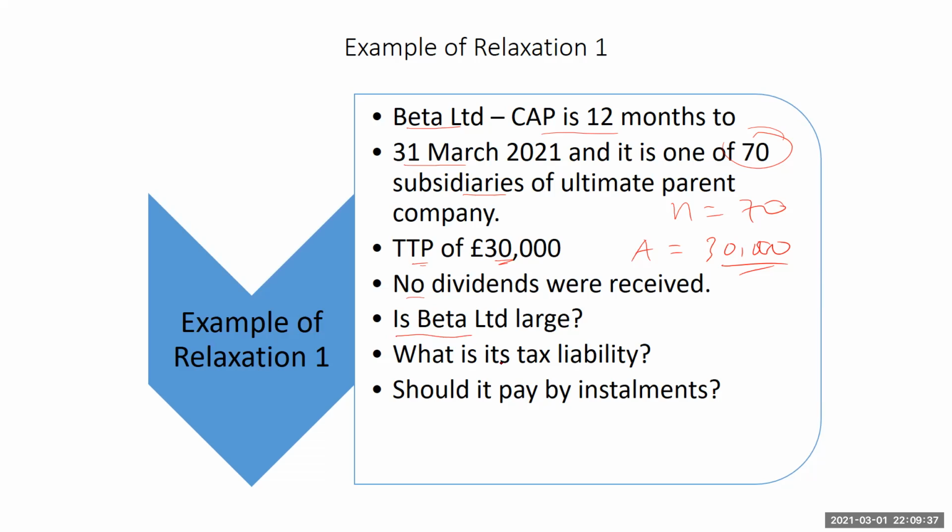Is Beta large? What is its tax liability? Should it pay by installments? Okay, let's assume a tax rate of 19%, okay? So this is the analysis we'll have to dig into. So take note of the figures, and then we'll be able to easily draw some conclusions.